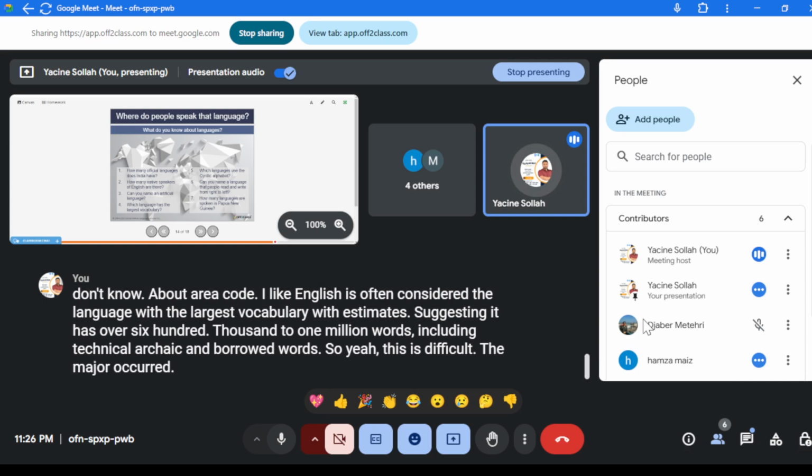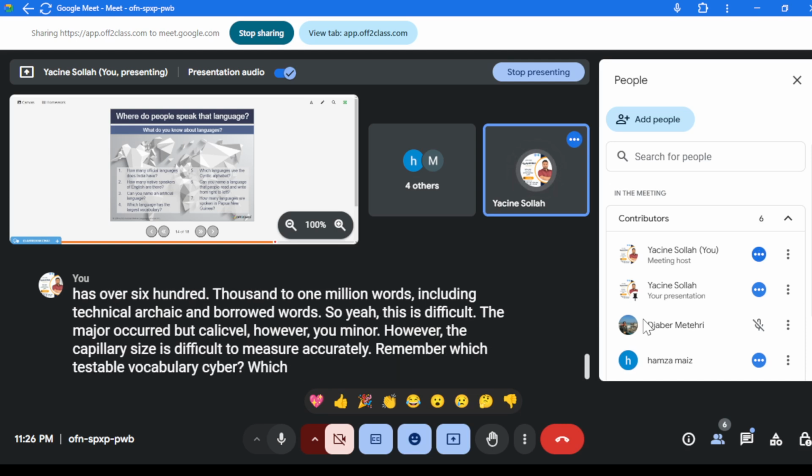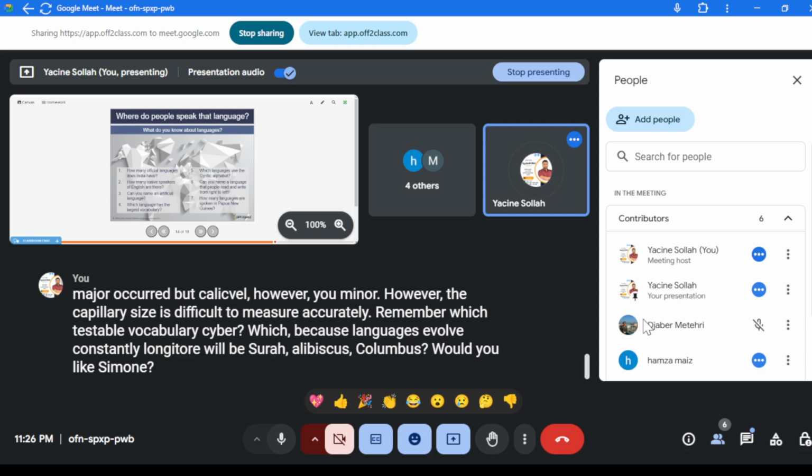And then at the end it says, however, vocabulary size is difficult to measure accurately, because languages evolve constantly. They develop quickly and continuously.